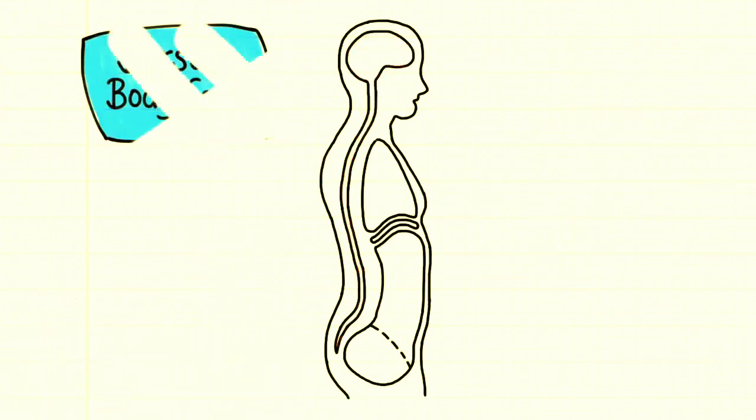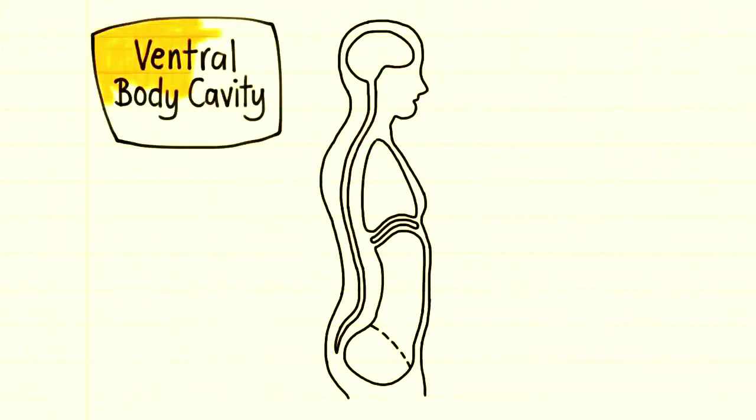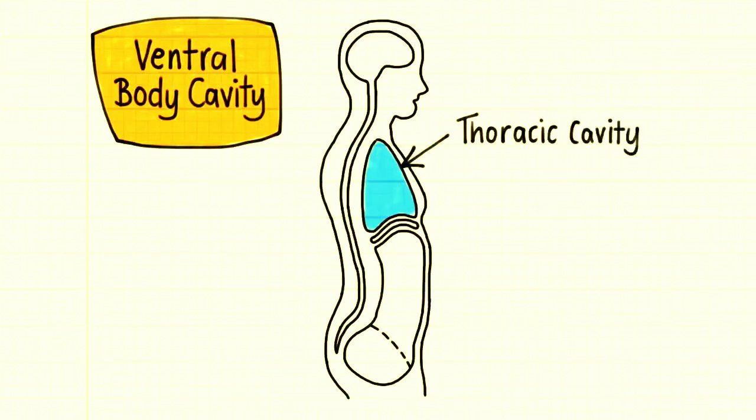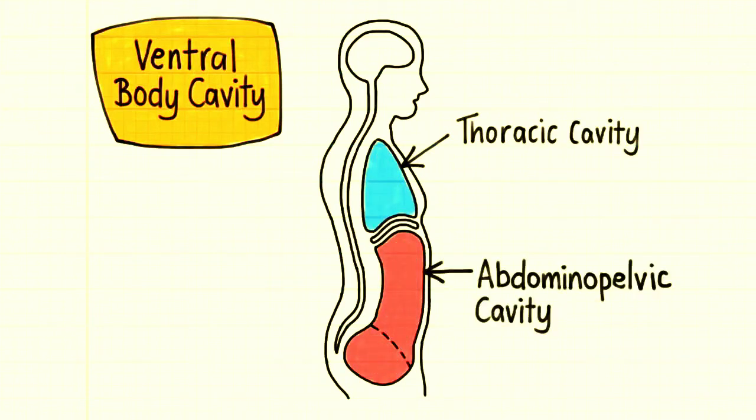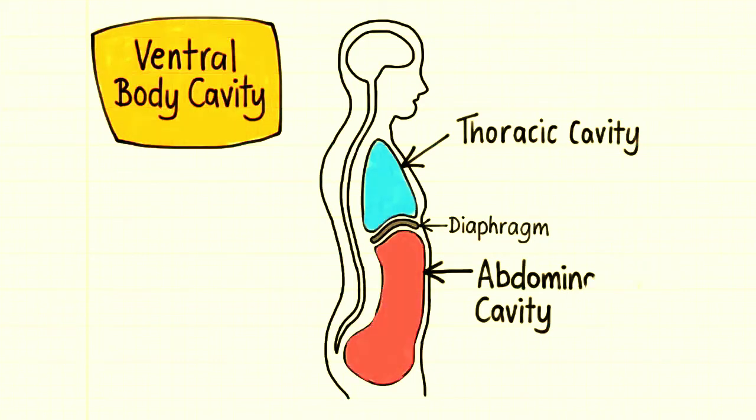Next is the ventral body cavity. It can be subdivided into two parts, the superior thoracic cavity and the inferior abdomino-pelvic cavity, which are separated by a flat muscular sheet called the diaphragm.